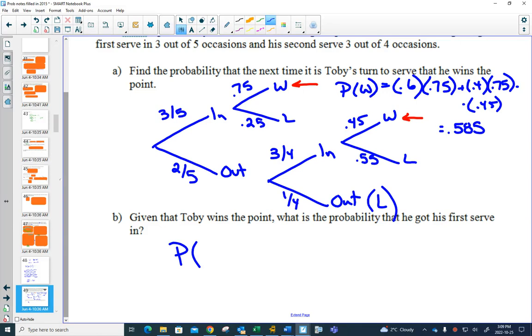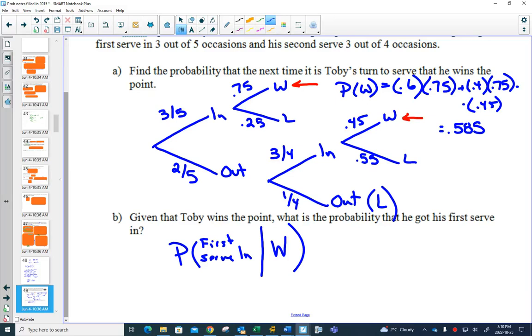How would you write this? Probably I would write this up instead of using FSI for first serve in, because I'm not sure that if I was telling the teacher, they would know what FSI was. Sometimes maybe they could figure that out. Probability of first serve in given, I think a W here, they'll figure out that that stands for win. So this is what we want to find.